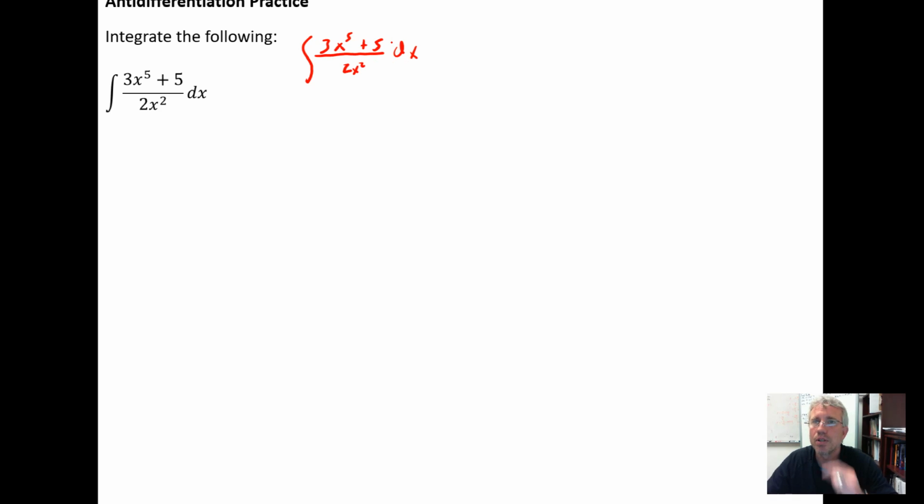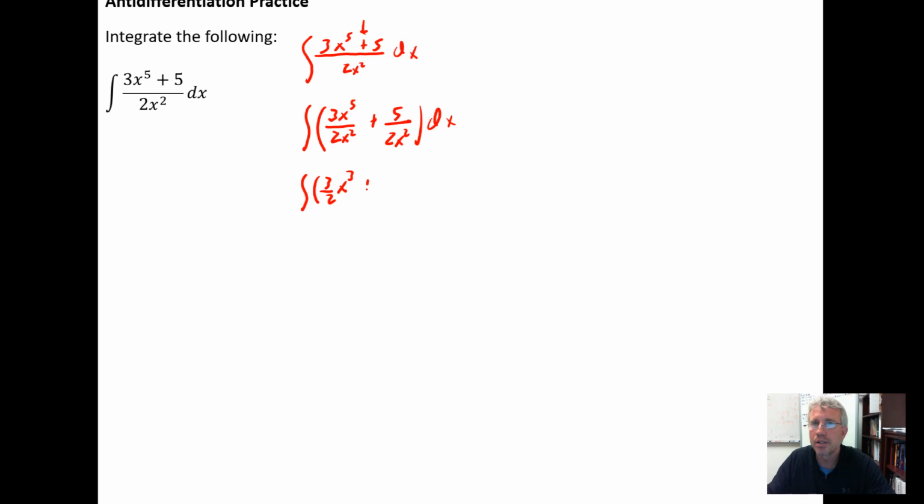And similar to a previous video, the strategy here is going to be to break this up into two separate rational functions. So I can do 3x^5 over the entire common denominator, plus the other term, 5 over the common denominator, and that's dx. Then I look at the first term, I see that I can simplify it. This is really just 3/2 x^3, because we get x to the 5 minus 2. We subtract exponents when the base is in the denominator.